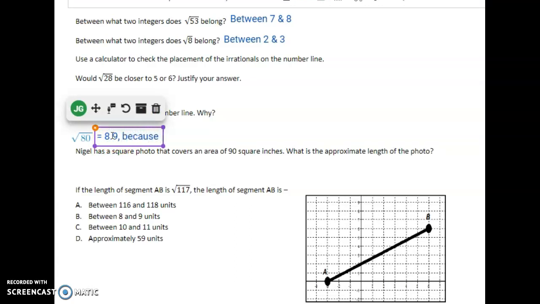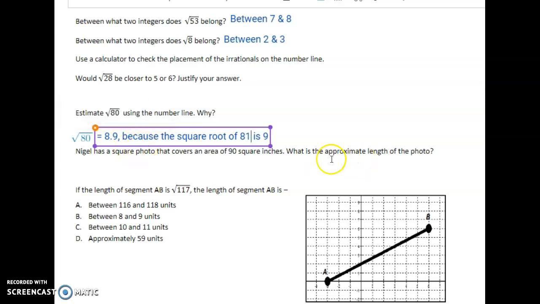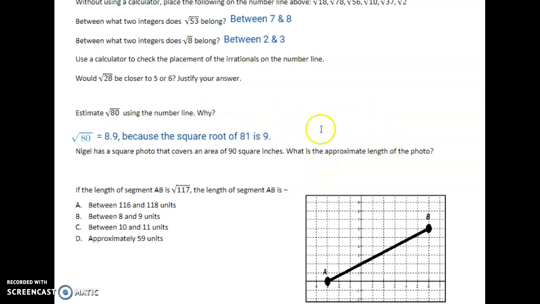Now I know this because, one, I can use my calculator, but I can also justify this answer because the square root of 81 is 9. 81, not 82. The square root of 81 is 9, so I know that the square root of 80 is going to be just a little bit before 9. That is how I can rationalize the approximation of an irrational number.